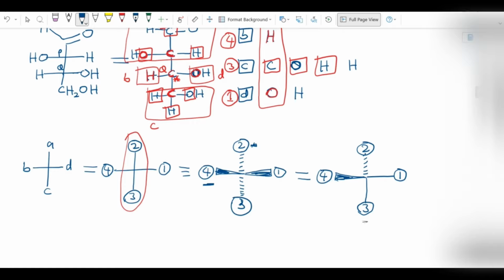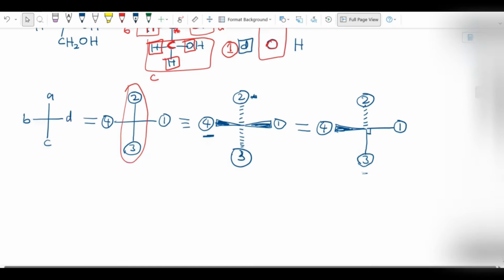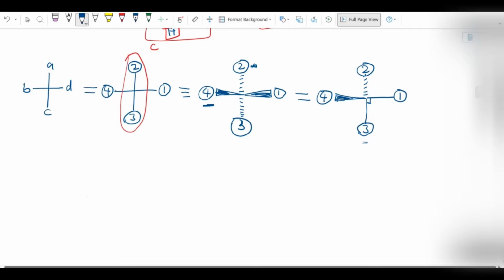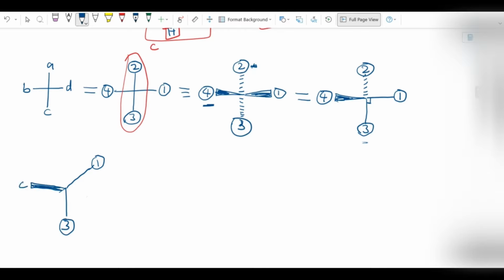So we should redraw this. Let's convert it to a proper tetrahedral geometry. That means this bond should be 109 instead of 90. So I'll redraw that. If this is my group 3, group 1 should be this way. Now the wedge and dash bonds should face a similar direction. So this is group 4, then group 2 will be on the dash bond. So this is what we will have.